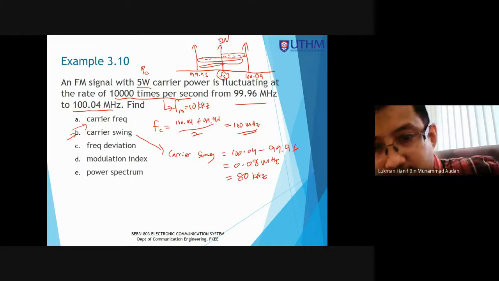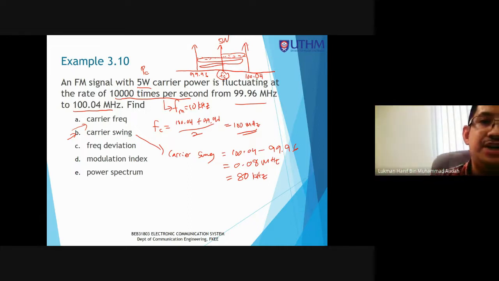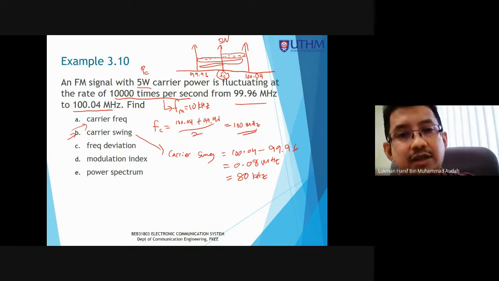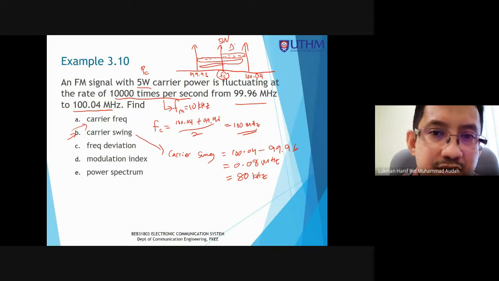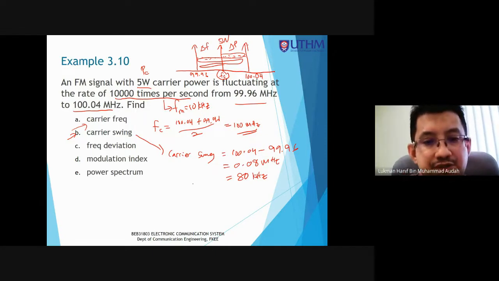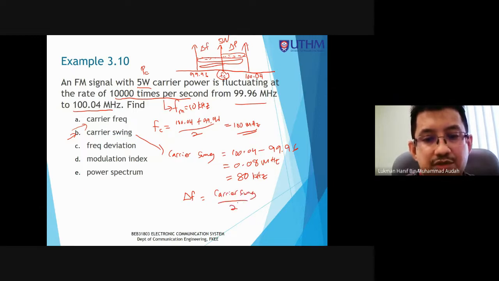And then the question asks frequency deviation. Frequency deviation is half of the carrier swing, separuh daripada carrier swing. So you see that here from the picture here is delta F, delta F. So frequency deviation delta F is equal to carrier swing divide with 2. So this is 80K divide with 2. So this is 40 kilohertz.